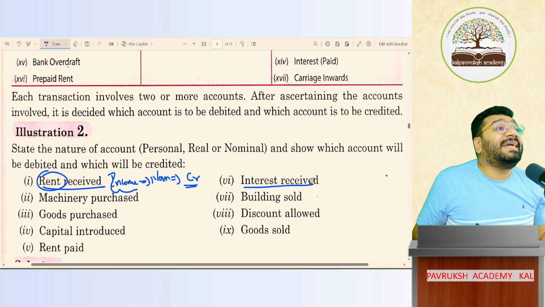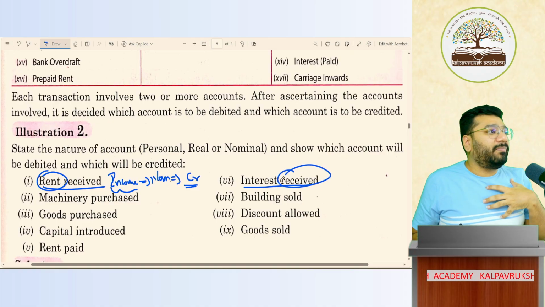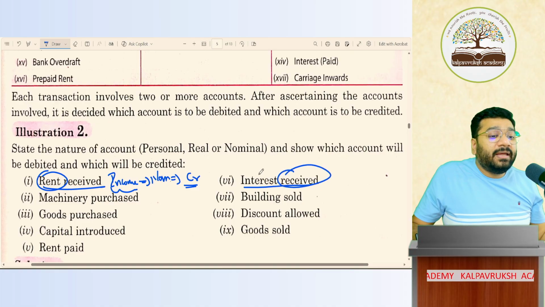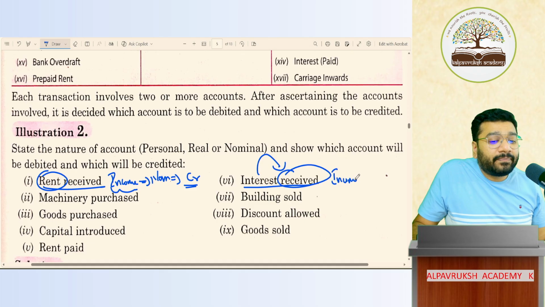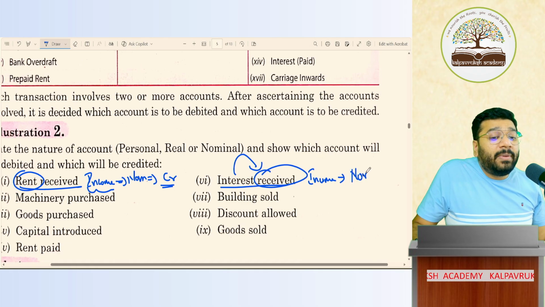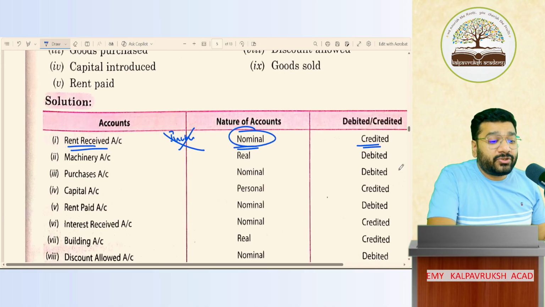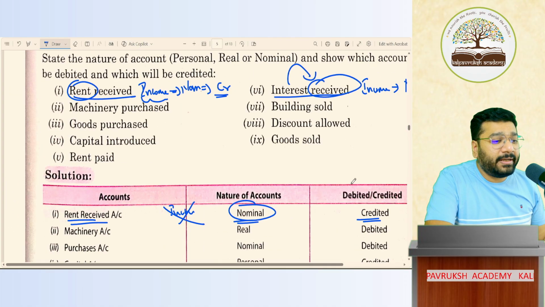Interest received. Whenever we talk about receipt, it is income. Paid means expenditure. Interest received means interest income. All income will go to the nominal account. Nominal rule is what? Debit all expenses and losses, credit all income and gains. So interest received is income, nominal, credit. Got it, not got it?